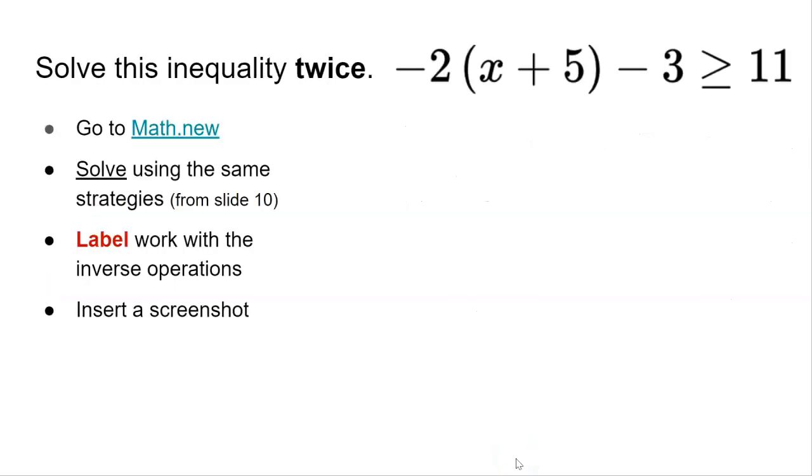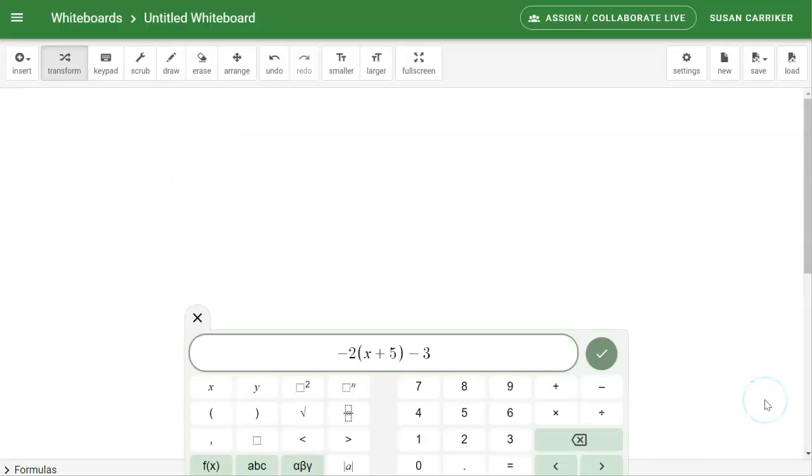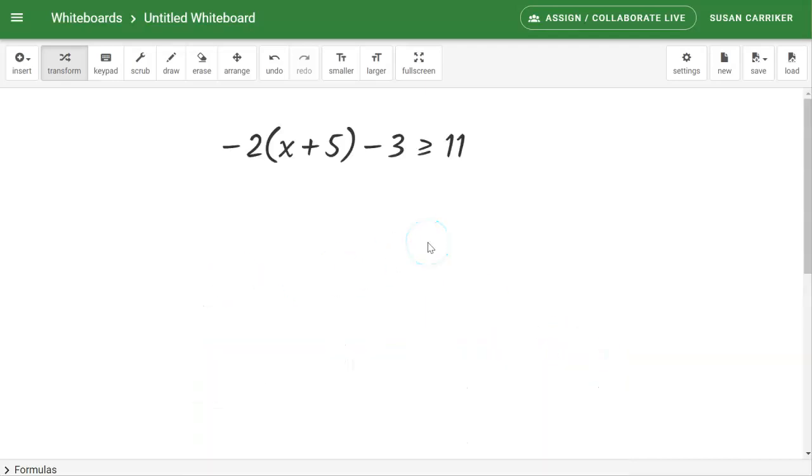So on this problem, they are being asked to solve this inequality twice. They're going to use both the distributive property, and they're also going to use inverse operations without using the distributive property. So you might want to point that out if they're not understanding what's so different about that last slide. So for this problem, they will type this in. Greater than or equal will give the symbol and then the 11, and then click the check mark, and then they will work this out.